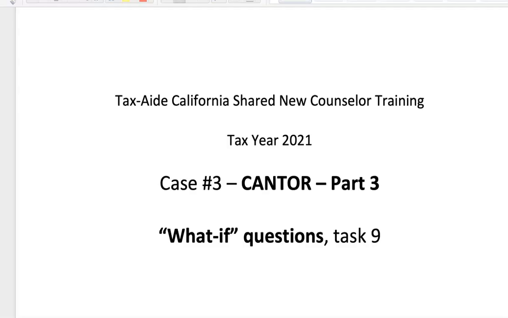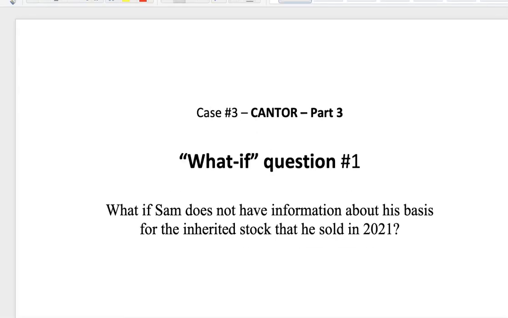Now it's time for the what if questions. Question 1. What if Sam does not have information about the cost, the basis, for the inherited stock that he sold in 2021? The answer is that while there are occasionally situations where putting down 0 as the cost basis won't actually negatively impact the taxpayer, because they're in the 10 or 12% marginal tax rate bracket, and because they don't have other things that increase when profits increase on the sale of stock, that's pretty rare. So you have to look it up.